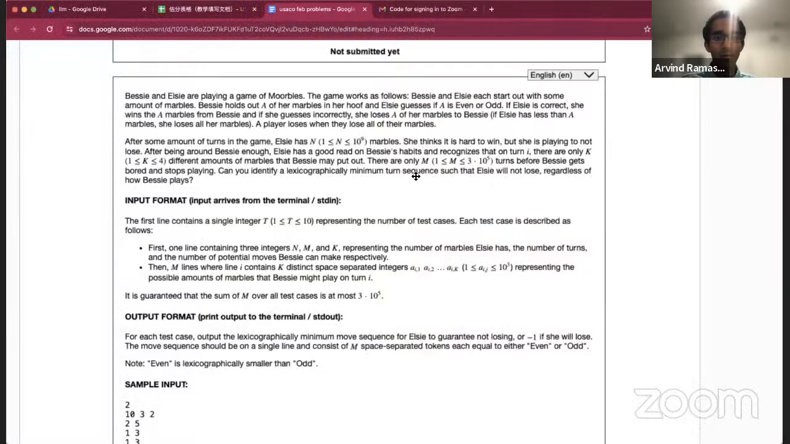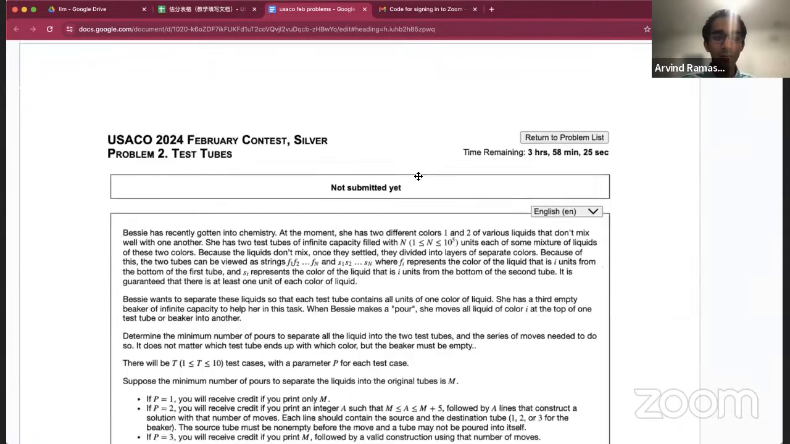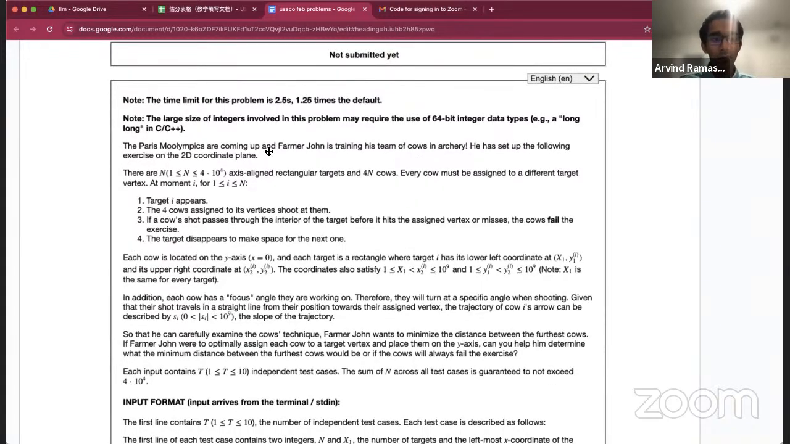So here are the silver problems. I'll start with problem 1. Basically you're given a 2D coordinate plane, and there are n axis aligned rectangle targets, and there are 4n cows. Each cow must be assigned to a different target vertex.